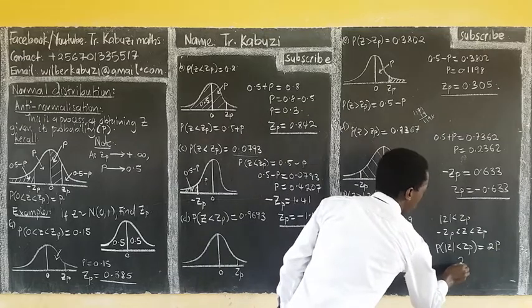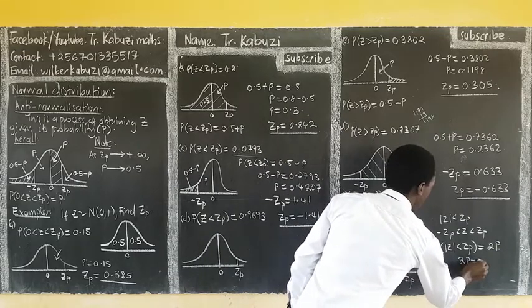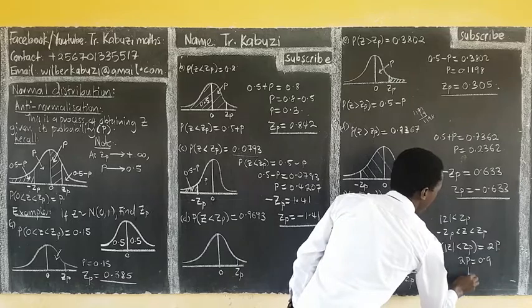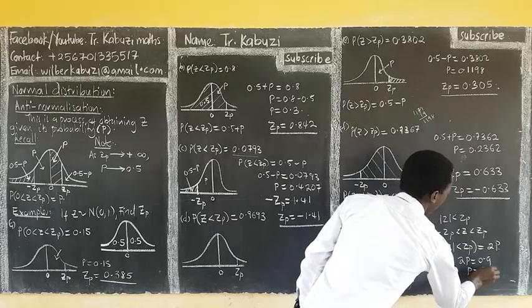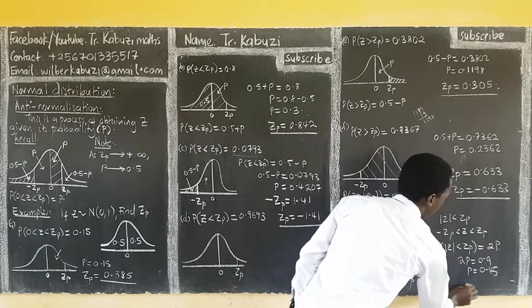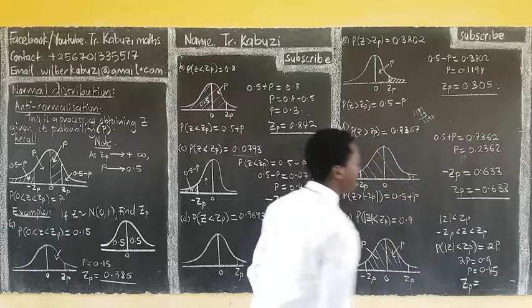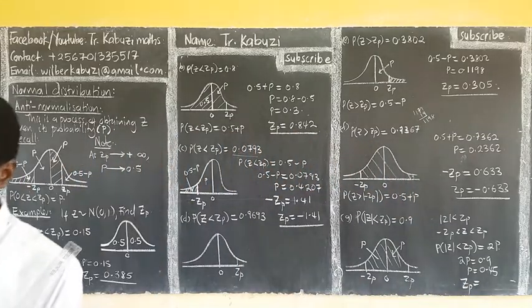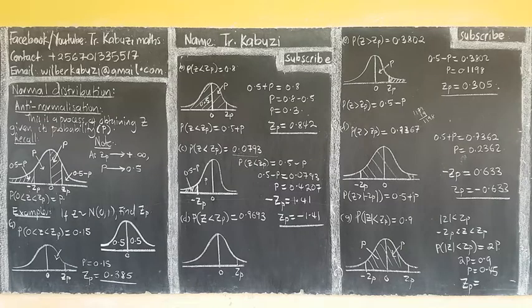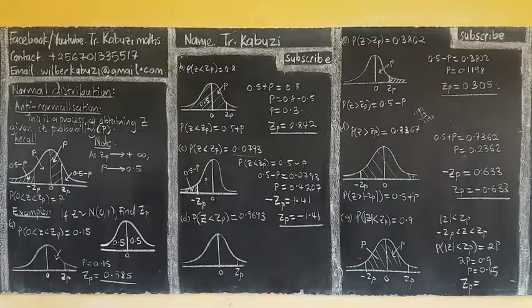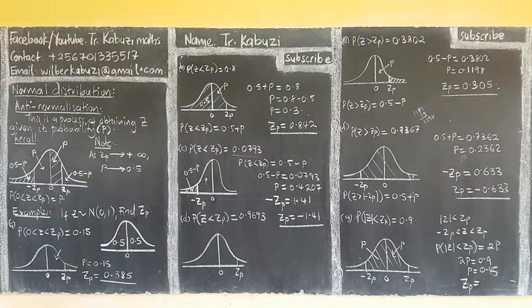Now they are giving us here, so our 2P is 0.9. So our P becomes 0.45. Now this one is a perfect value. So our ZP now is a perfect value. Why am I calling it perfect? Because frankly you can read it from the critical table. So now I come to the critical table.